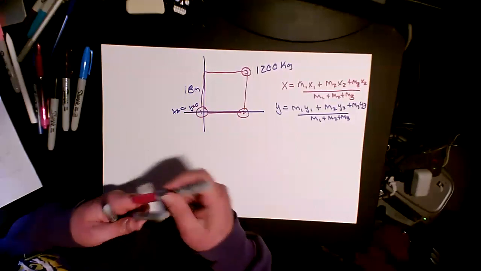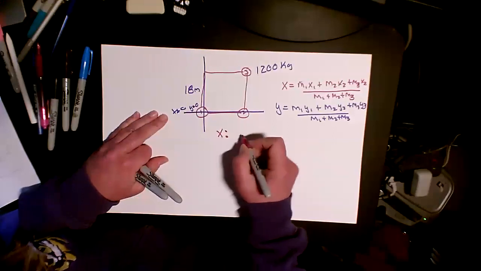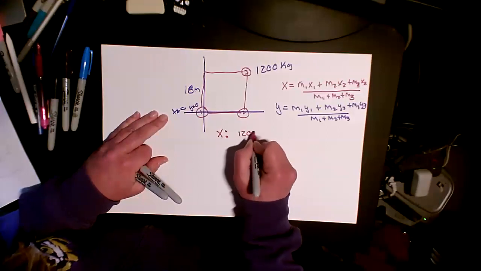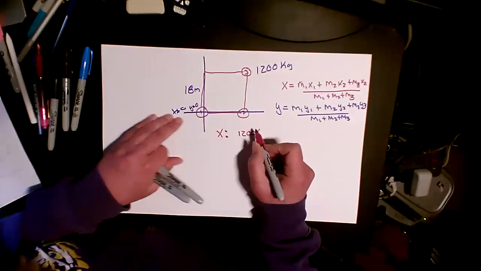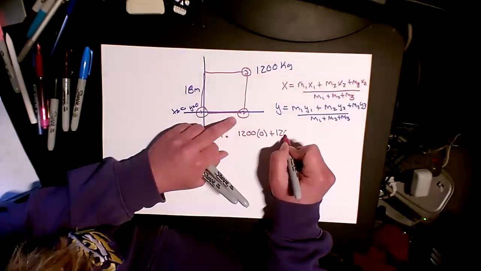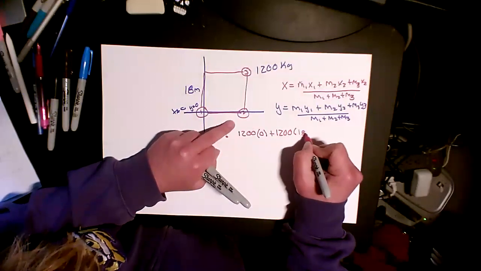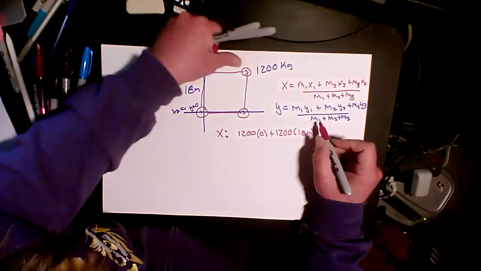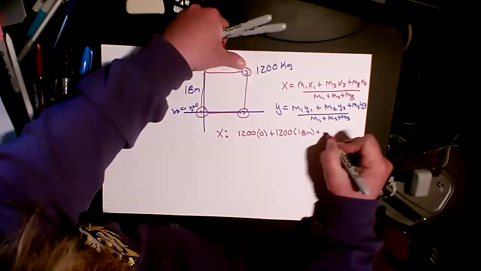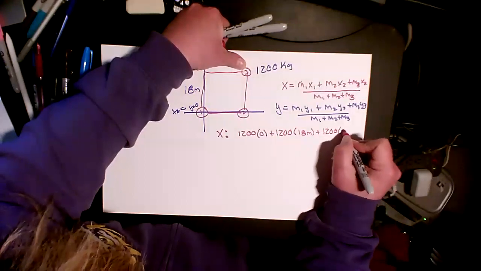All right, so that aside, let's see what we can do here. We can go for our x then. What do we have? We have mass 1, and they're all the same. So 1,200 kilograms times, let's see, 0, plus 1,200 kilograms times, let's see, this distance apart is 18 meters. Plus, now this one, even though it's up here, we're only looking at the distance away from the axes. So plus, again, this is 18, so 1,200 kilograms times 18.